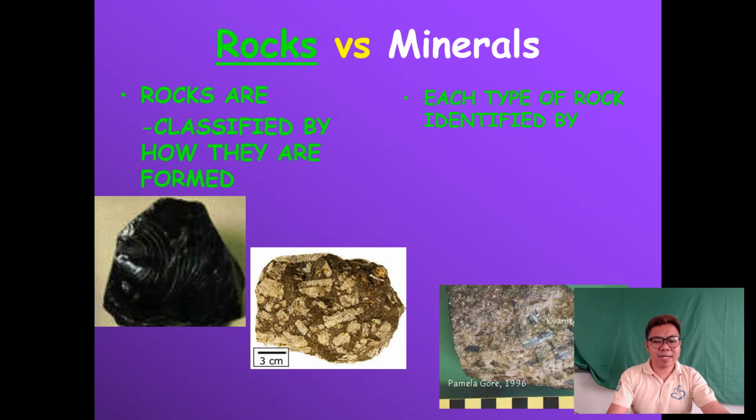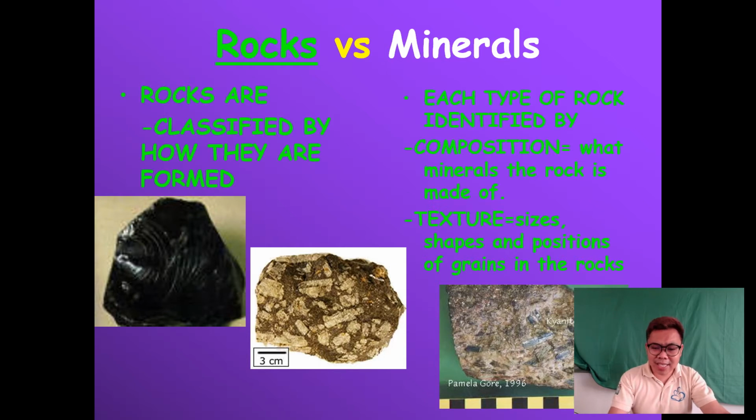Rocks are classified by how they are formed, or kung paano sila nabuo bilang isang bato. And each type of rock is identified by composition, or what minerals the rock is made up of. Then also the texture. It refers to the sizes, yung kanyang shape, at yung position ng grains niya. When you say grains, yung parang batik-batik niya doon sa bato.